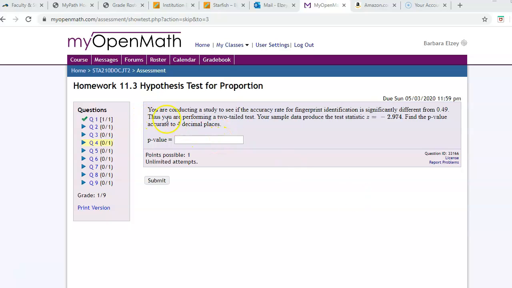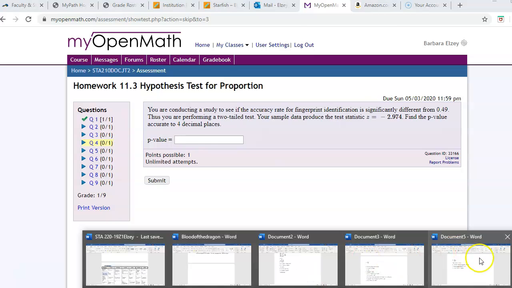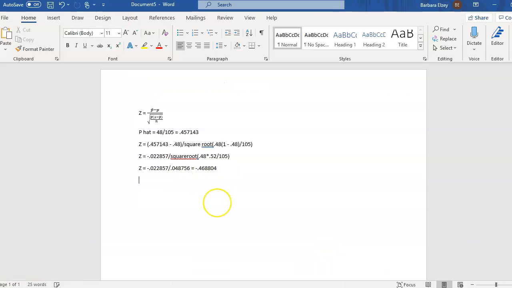And in this one, it tells us we're conducting a study to see if the accuracy rate for fingerprint identification is significantly different from 0.49. Now, when we see significantly different or different from, it's always a not equal to alternate. And it even tells us in the next sentence that it's a two-tailed test, which is our not equal to alternate. So in other words, I'll just go down here.